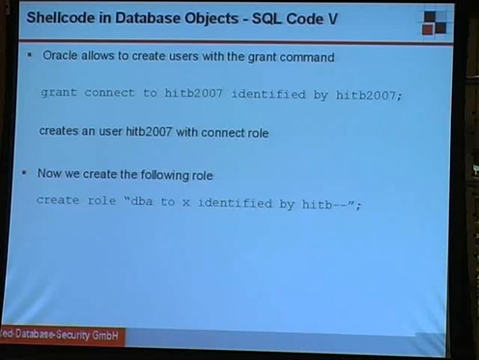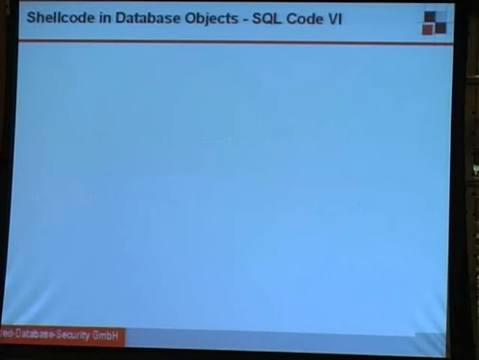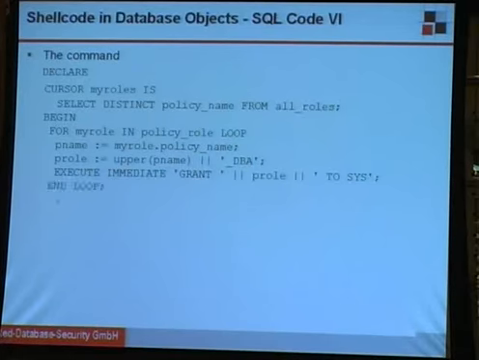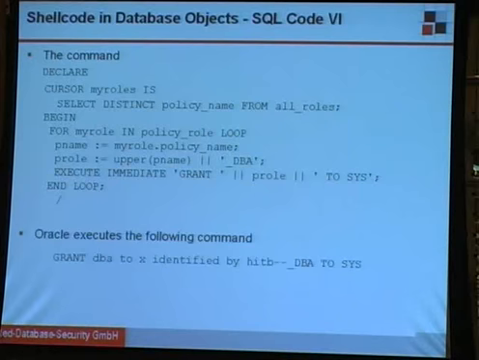What we are doing now, this is also a live example from Oracle itself. We create a role called dba2x identified by h in the box minus minus. That's also a valid role name. And I reduced the syntax, the script a little bit. This is a script executing during an upgrade.